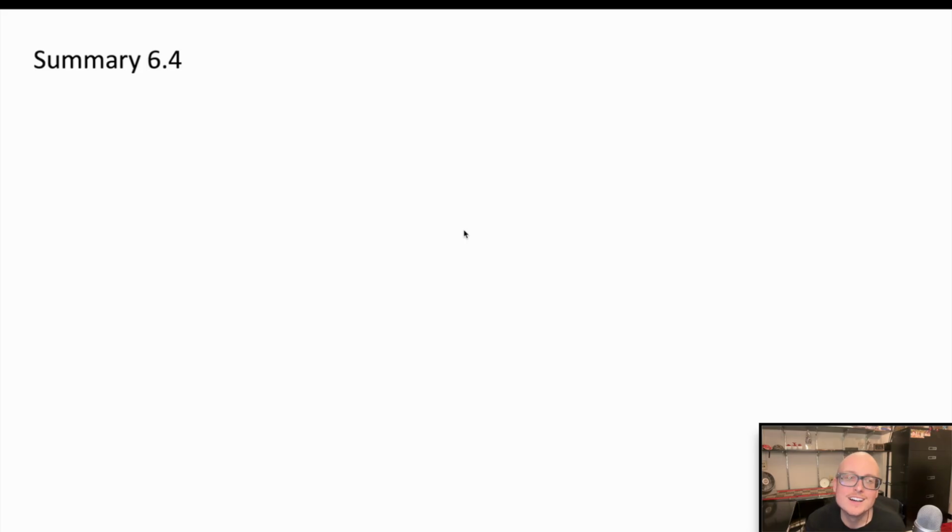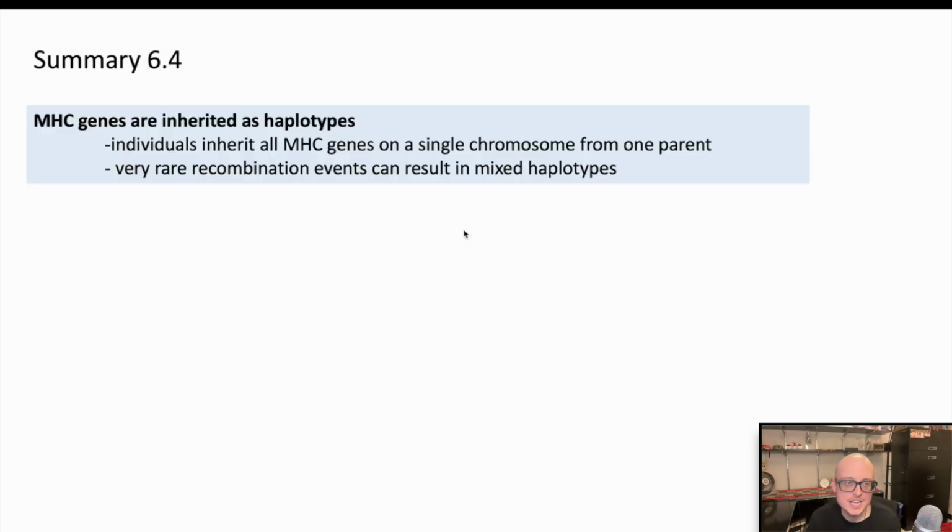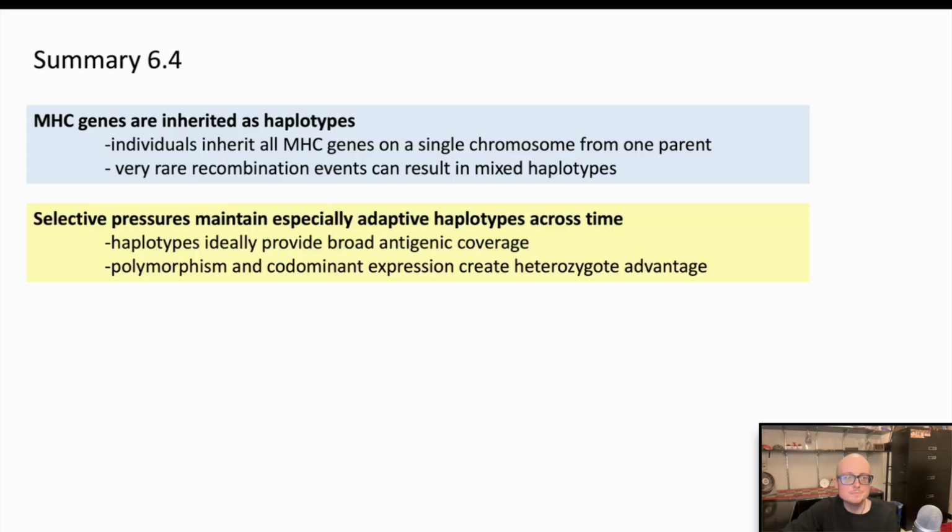Okay, summarizing this final video about MHC genetics, we see that MHC genes are inherited in discrete sets known as haplotypes, meaning the unique set of alleles found on one chromosome versus the other. So everybody has two unique haplotypes for MHC. I should note that I've said that a very high degree of linkage disequilibrium promotes the stabilization of haplotypes across inheritance. However, there are very rare recombination events that sometimes mix the haplotypes up, but that is very much the exception rather than the rule.